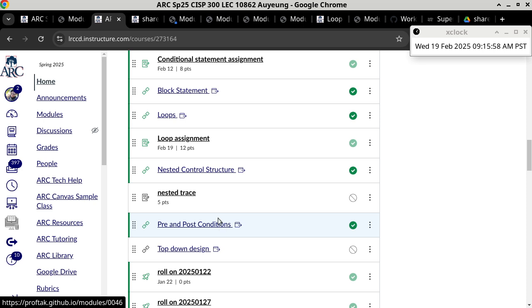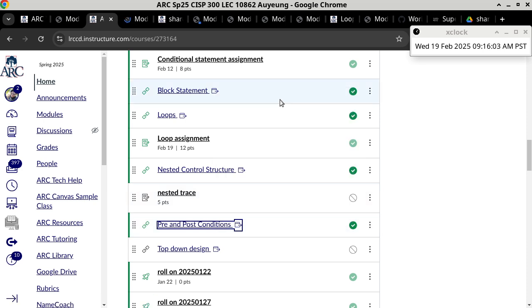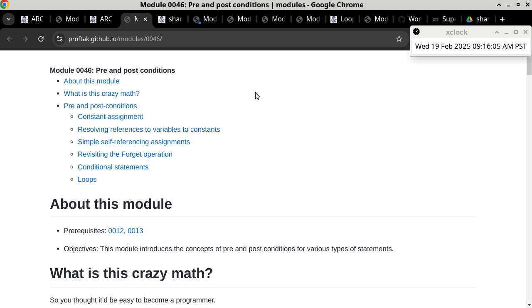So that's why we are in this module. We talk about how to use mathematics to prove that a program is doing what it is supposed to be doing, or using mathematics to predict what an algorithm will do. Are we doing okay so far with that concept?